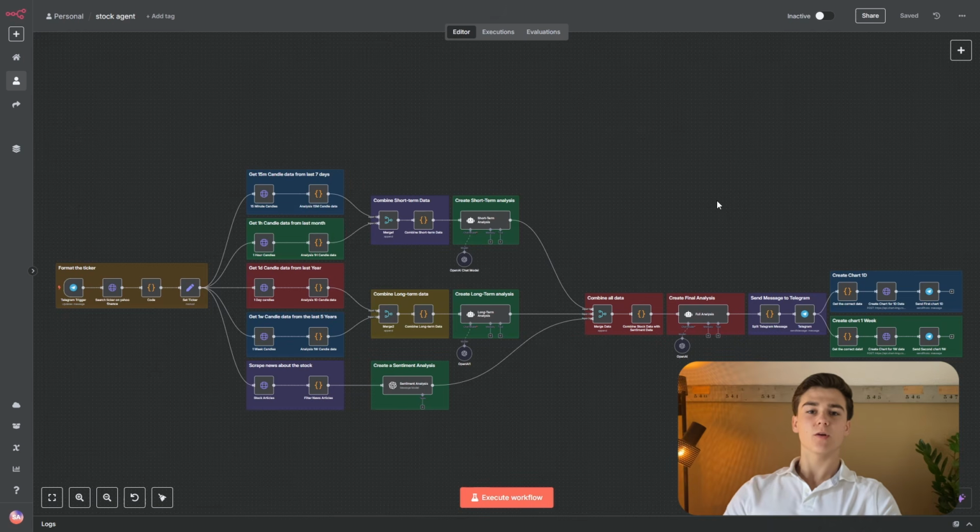Today, I will be showing you how I have created this stock trading analyst that will give you a full detailed analysis for the short and long term. Besides that, it will also give you a sentiment analysis and two charts for the long term analysis. I will first do a quick demo to showcase what kind of results you can expect from the stock trading analyst. And after that, I will show you how you can create it yourself.